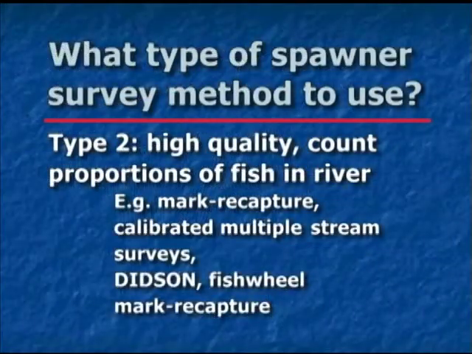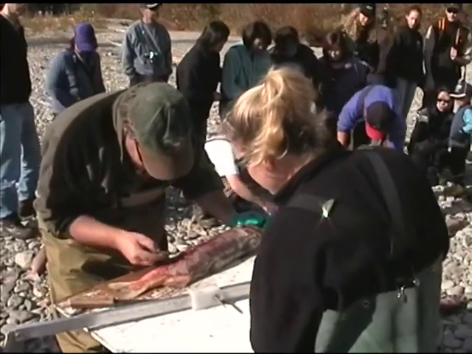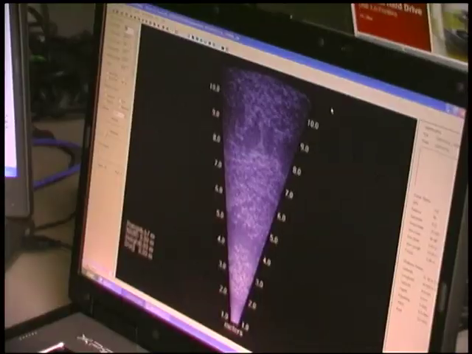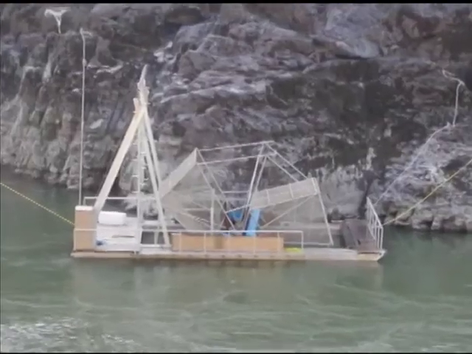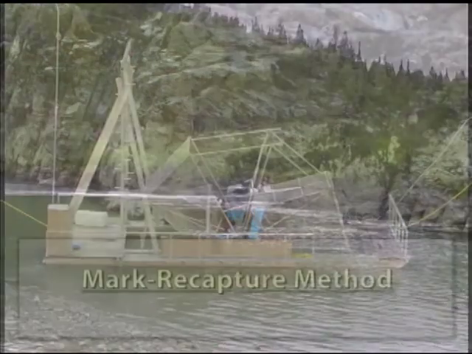Type 2 also develops high quality estimates, and that's where we count a proportion of the fish in a river, and examples are mark recapture programs, calibrated multiple survey methods, a Didson method, as well as fish wheel mark recapture methods.